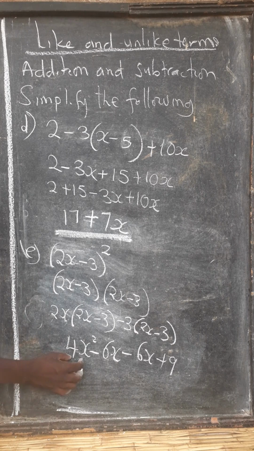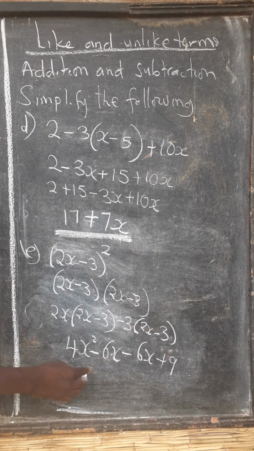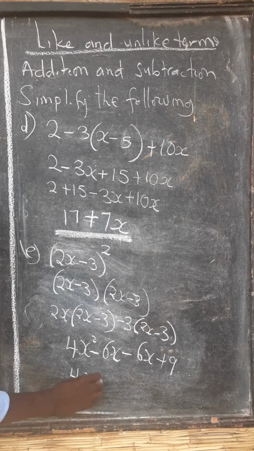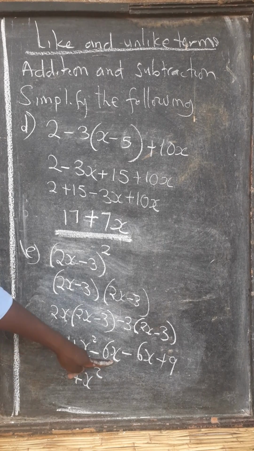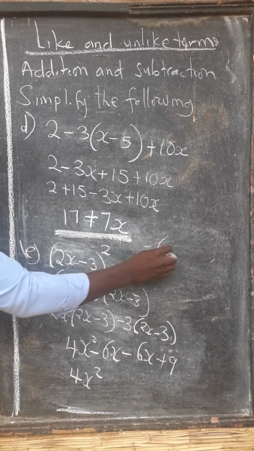So, for instance, we have 4x squared. X squared is different from x that is not squared in terms of algebra when we are simplifying. This is not a like term to this one because this one is squared. So we're going to get 4x squared. This one is alone. This is x and that is x, so these two are like terms. What is going to be our answer? We take note of their signs. So we have minus 6 and minus 6 there.